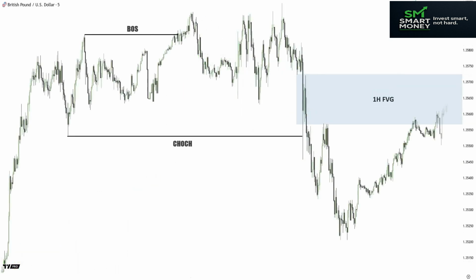Let's play the chart forward and see how it unfolds. As you can see, price pushed higher and eventually tapped into the 1 hour fair value gap, then showed clear rejection, confirming that price is respecting the zone. And that gives us our first layer of confirmation.